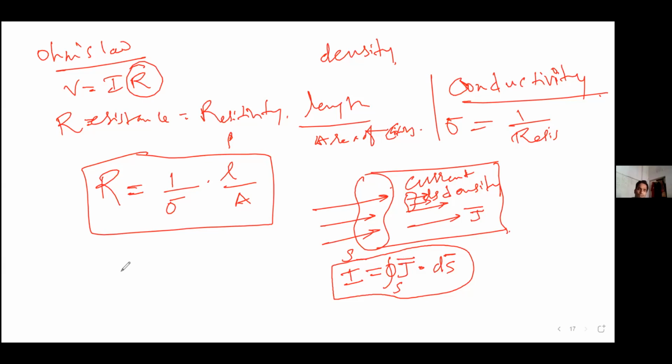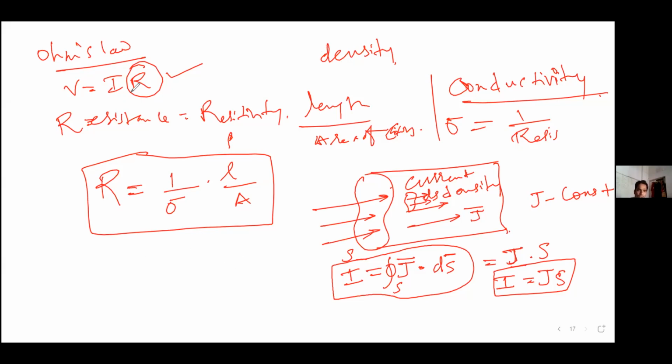We also know this relation V is equal to IR. This is for a non-uniform current density. Now if I assume J is constant, I can take J out, and the surface integral will give us the total area. So I is equal to J S, if they are along the same direction, where J is the current density.